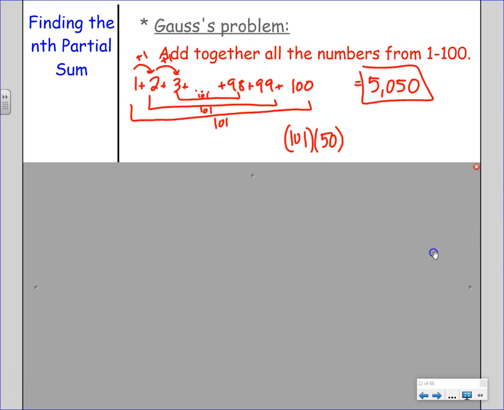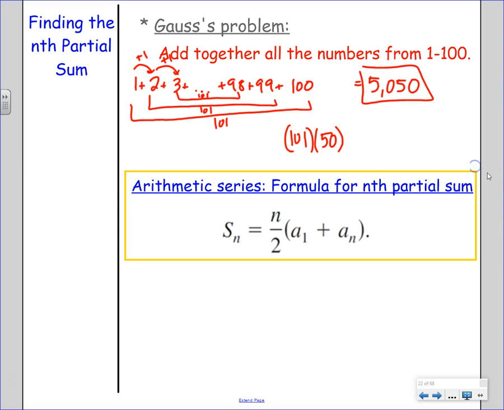Does it possibly make sense then why the formula, which was generalized later, is what it is? Wait, what? What's a sub 1? First term. What's a sub n? Nth term. Good. So if I'm trying to find the 100th partial sum, like this one, I would have added the first term plus the 100th term.